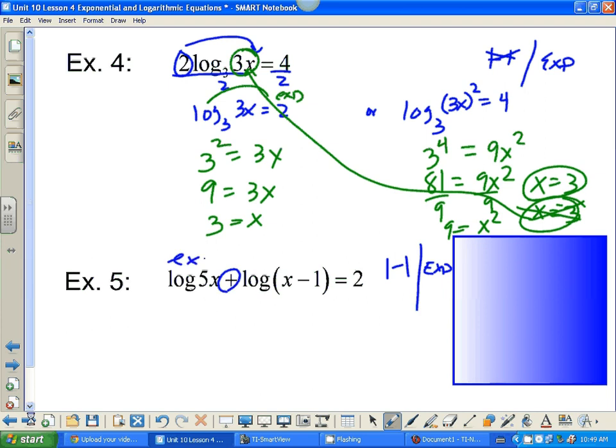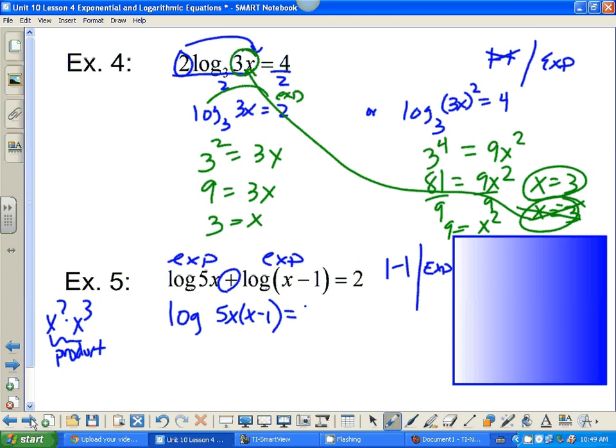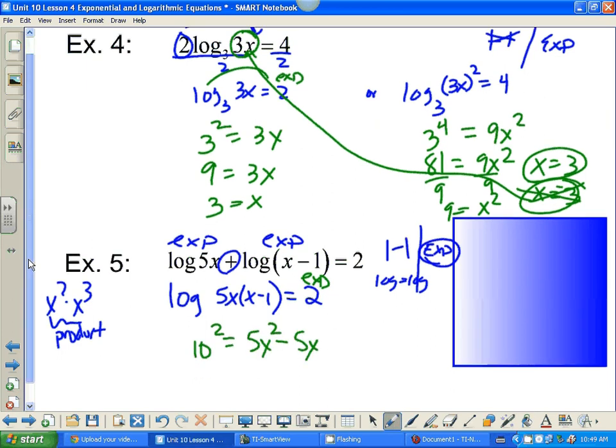And remember, this is an exponent, this is an exponent, and when you're adding exponents, it means you are taking a product of their values. So I can rewrite this as the common log, base 10, of 5x times (x minus 1), and that equals 2. I'm going to exponentiate this because I don't have it in the form of a log equals a log. So by exponentiating, it's base 10 raised to the exponent of 2 equals 5x squared minus 5x.